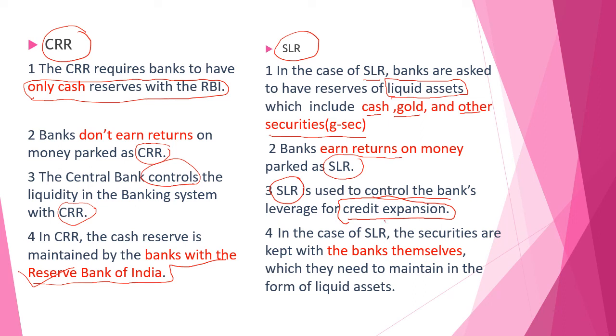But in the case of SLR, the securities are kept with the banks themselves. There is no need to keep the SLR in RBI. So the bank can keep it themselves, which they need to maintain in the form of liquid assets. The only condition is that it is in the form of liquid assets. So these are the main differences between CRR and SLR.